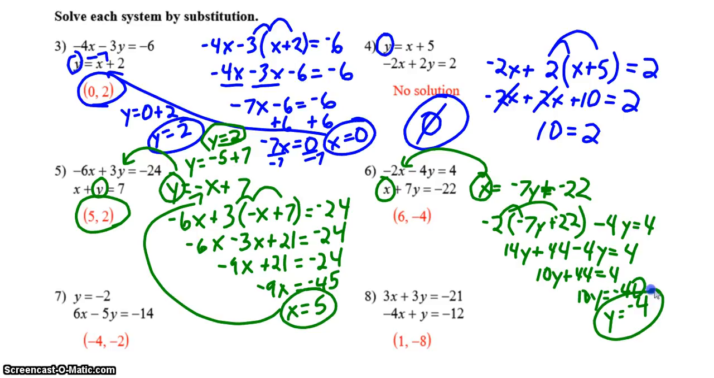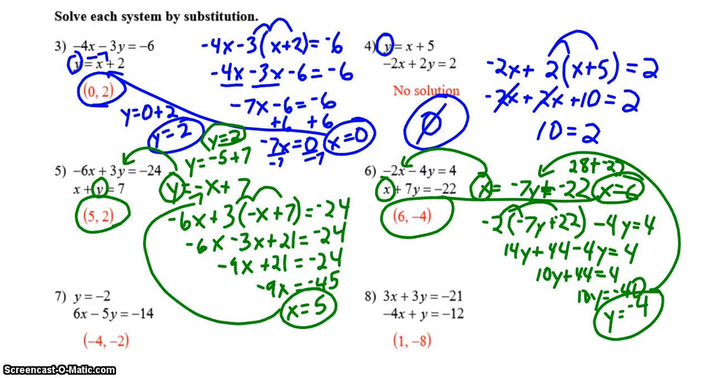Now if y equals negative 4, to find x, you just plug it into the top. Negative 7 times negative 4 is positive 28, and positive 28 plus negative 22 is 6, so that leads us to our answer of 6, negative 4.